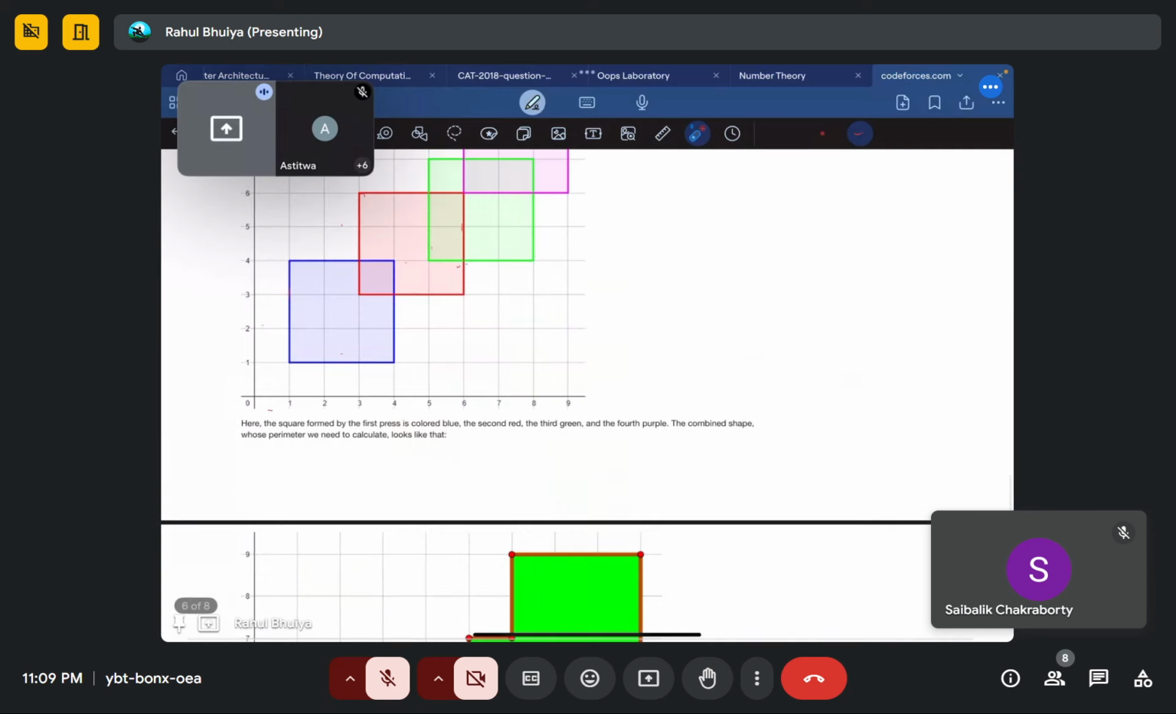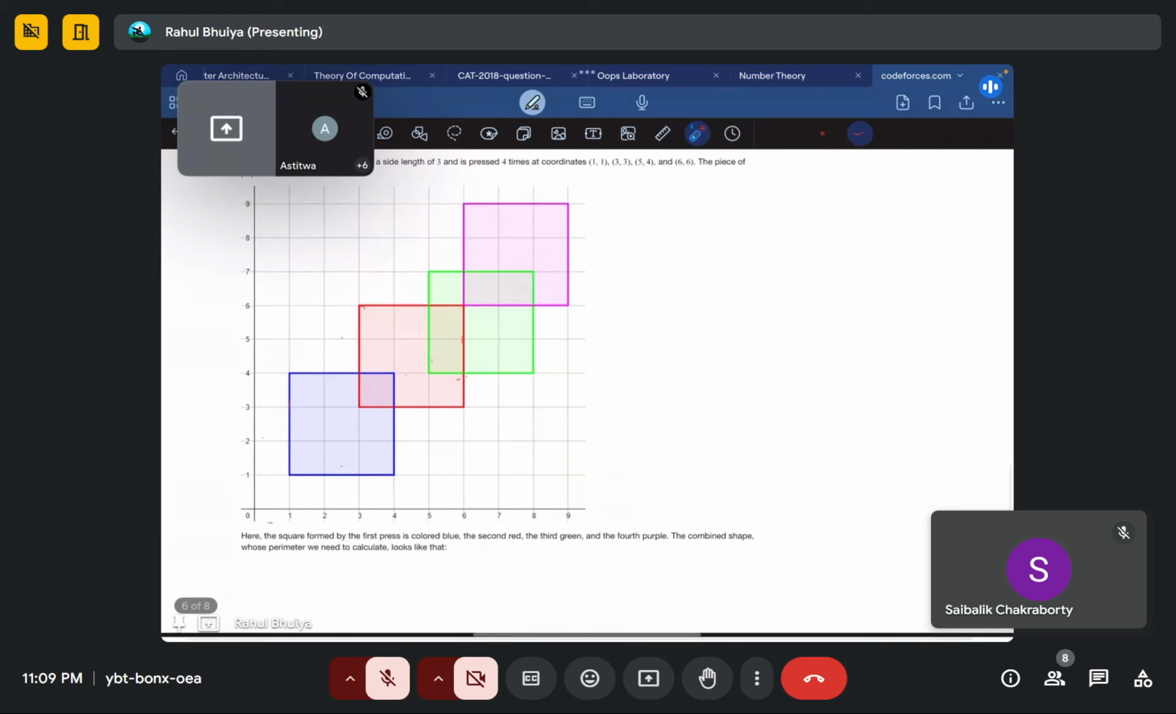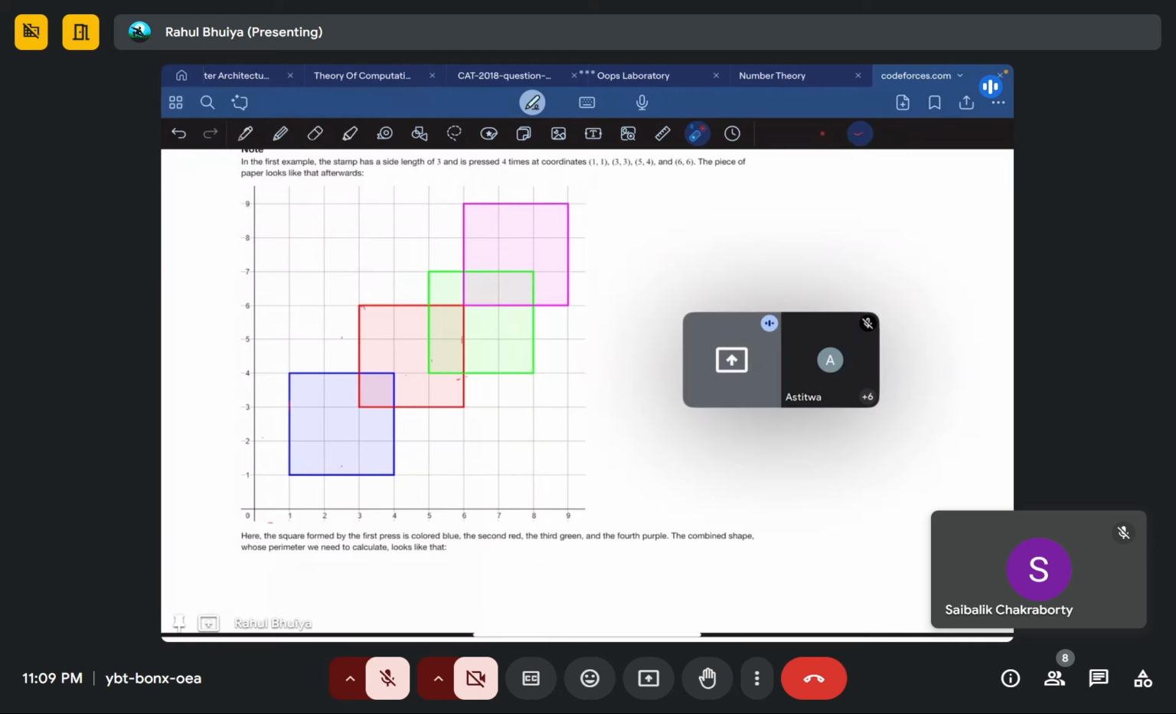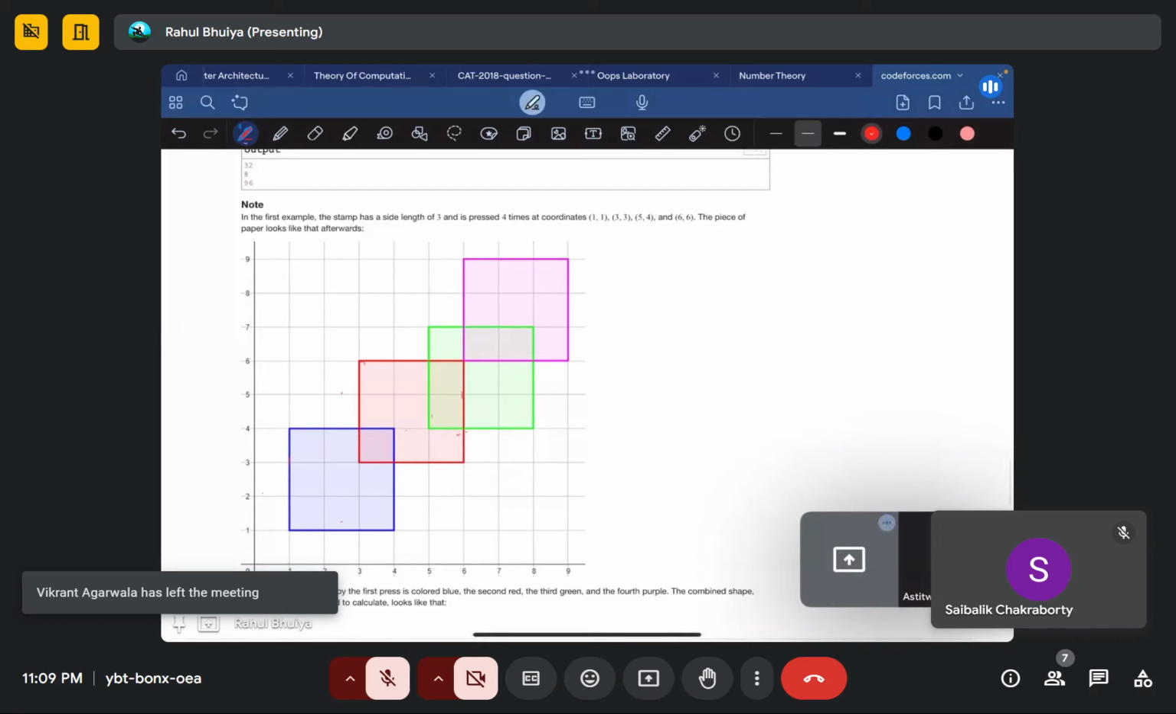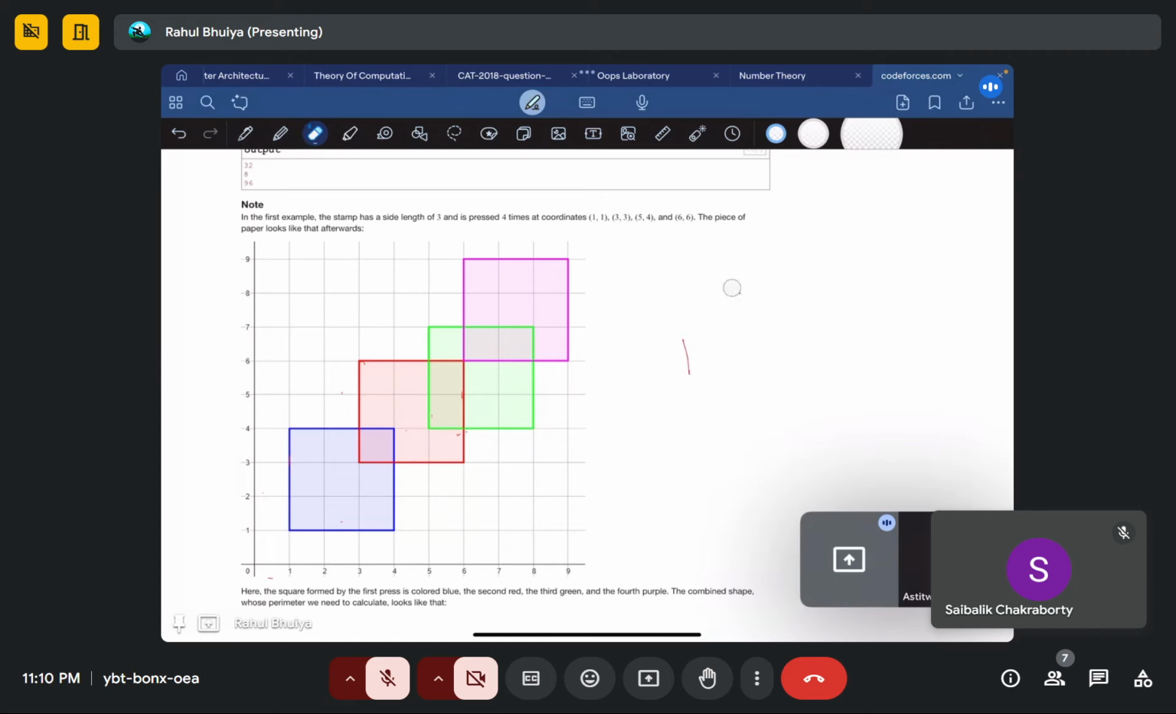So how to do it? You can understand that one stamp has area m cross n. One stamp area is m cross n. We know n stamps will be put. So we can find the total area if there was no intersection. If there was no intersection, the area would be n.